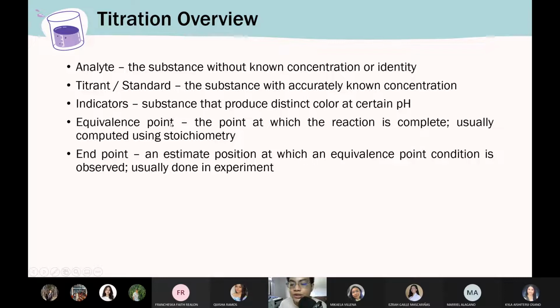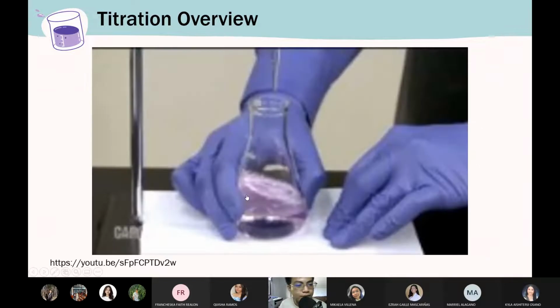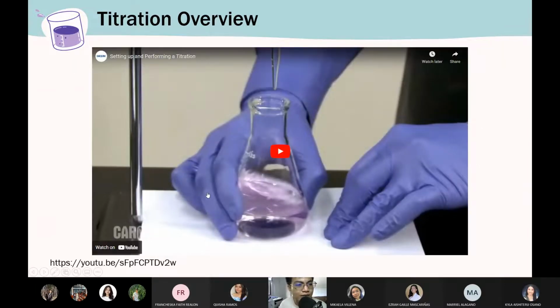Commonly in titration, we use phenolphthalein. It actually turns pink when you reach the endpoint. The endpoint is the position wherein your equivalence point can be observed. The equivalence point is the point wherein everything is stoichiometrically equivalent. So the two are close to each other. This is the video we also watched last time, so I'll just skip this one.